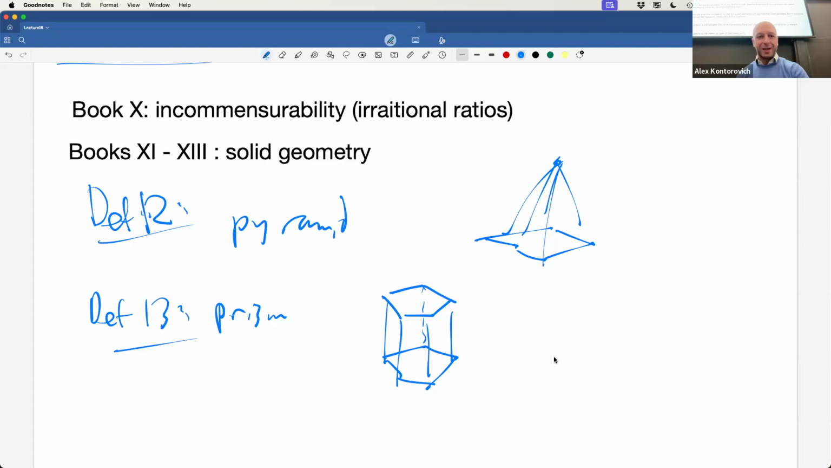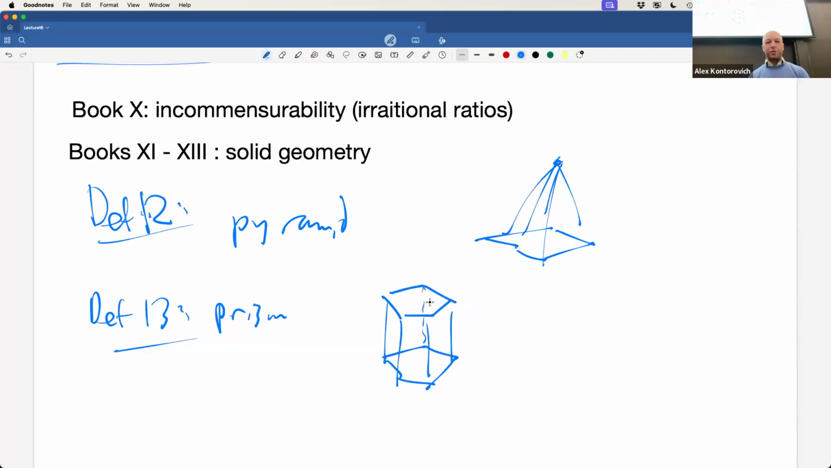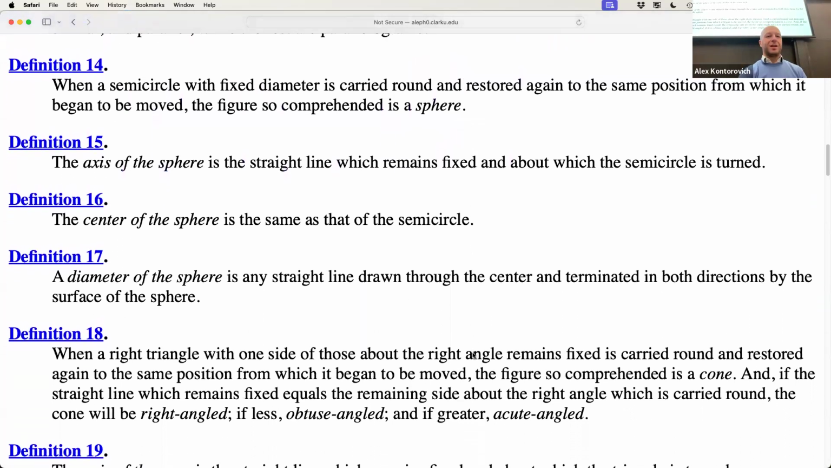Okay, does that make sense? So a prism is a solid figure contained by two planes, whose opposite sides are equal and similar and parallel, and the rest are parallelograms. So you have two weird faces, and then you have these parallelogram faces. All right, again, we're not going to go through any of this in detail.